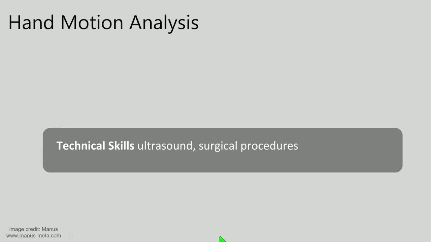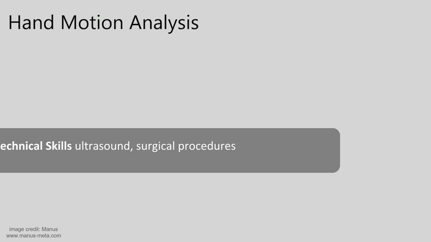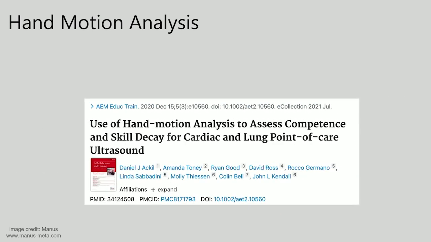And so this can be used, obviously, and it's only used in technical skills. So like how people are using ultrasound in surgical procedures, and how does that compare to an expert? And so this one, use of hand motion analysis to assess competence and skill today for cardiac and lung point of care ultrasound, where they were looking at novices and experts using an ultrasound, performing a fast exam, and essentially showing, you know, experts have a lot more economy of motion than the novices. And maybe based off of that data, you could do some coaching for the novices to help bring them up to expert level.